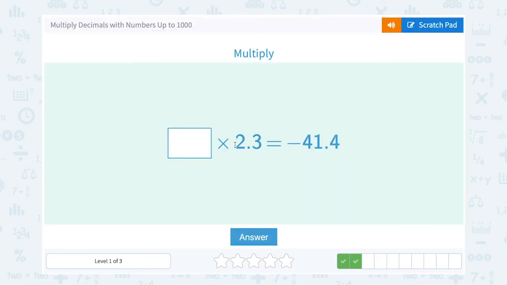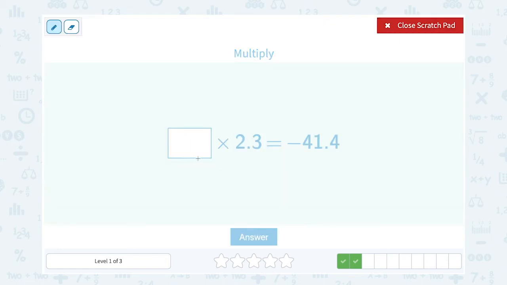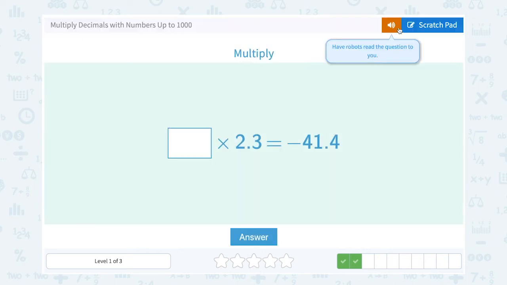Okay, what number times 2.3 is equal to negative 41.4? Let's think about our signs first. What number times a positive is going to give me a negative? Well, if this was positive, a positive times a positive would give me a positive answer. So the mystery number must be a negative, right? A negative times a positive gives me a negative answer. Okay, so I know it must be a negative.